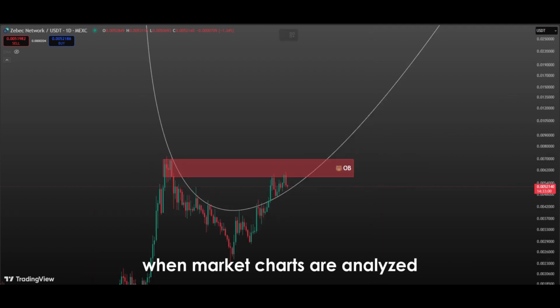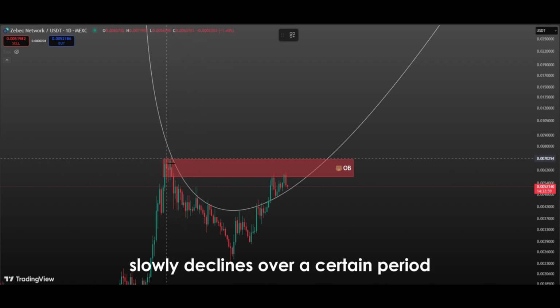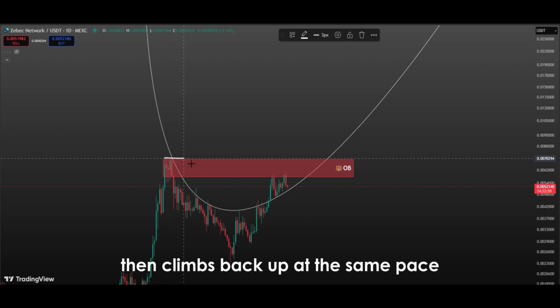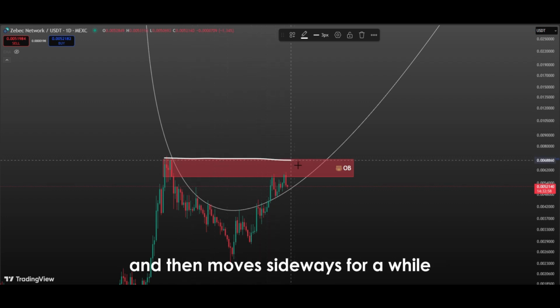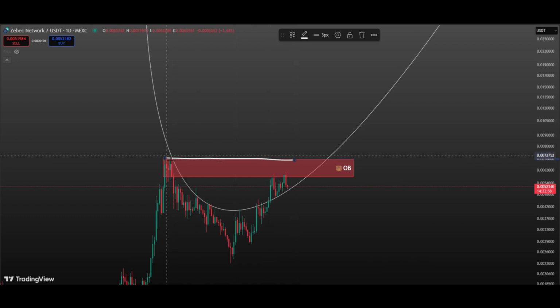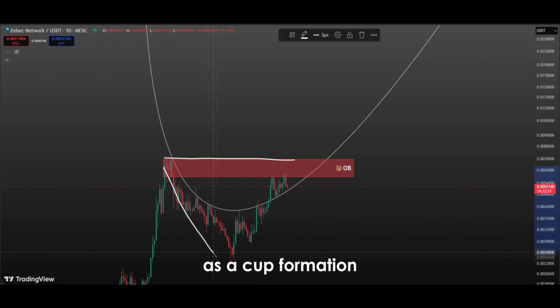When market charts are analyzed, there are times when the price slowly declines over a certain period, then climbs back up at the same pace to return to its starting level, and then moves sideways for a while. These structures are known in technical analysis as a cup formation.